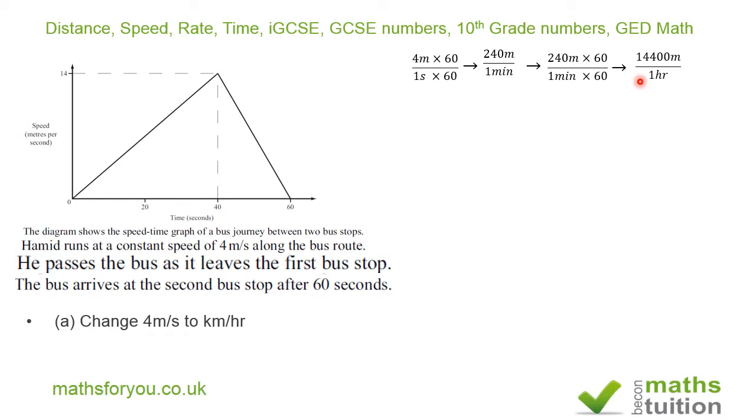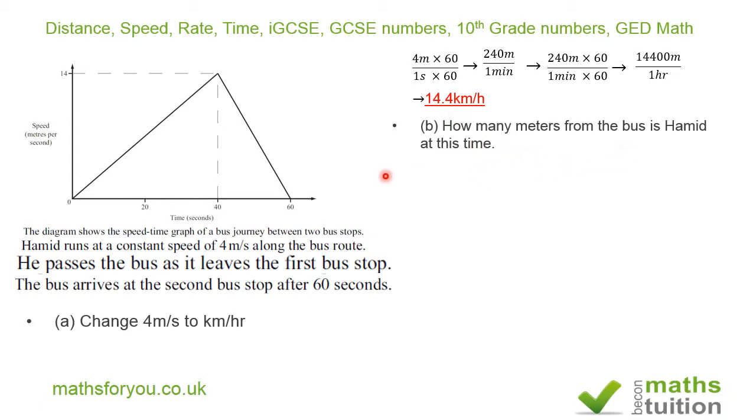And then if you divide 14,400 meters by 1,000, because you've got 1,000 meters in 1 kilometer, we end up with 14.4 kilometers an hour. So in effect, 4 meters a second is equivalent to 14.4 kilometers an hour. Hope that makes sense. Okay, second question.